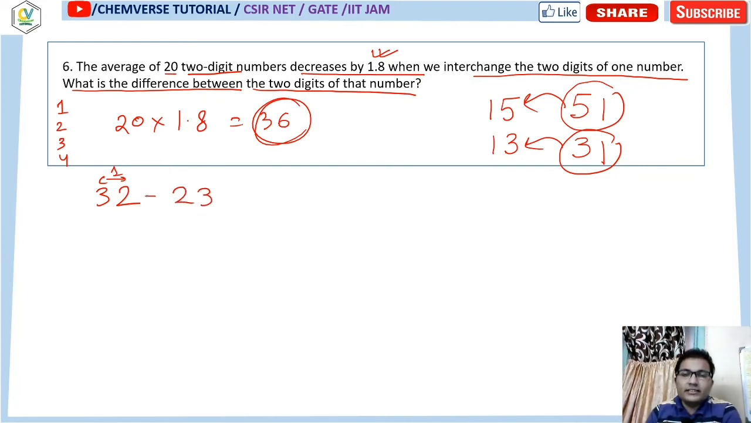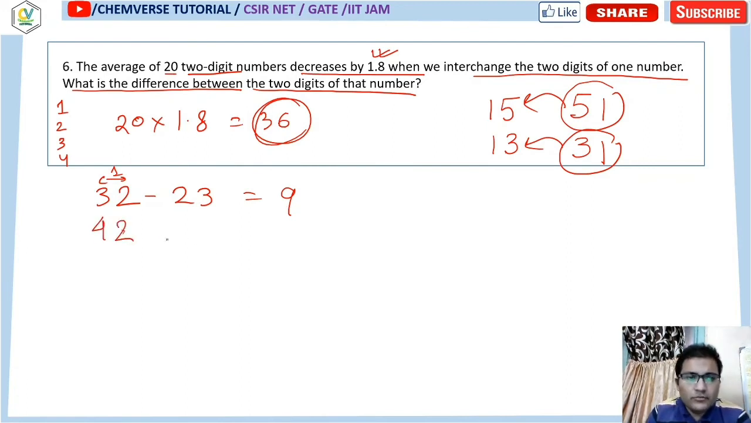So if I subtract it, the value I get is 9. So instead of 32, if I take 23, then the average will decrease, but the total decrease will be 9. So it does not match with our statement. Now suppose I am taking 42.